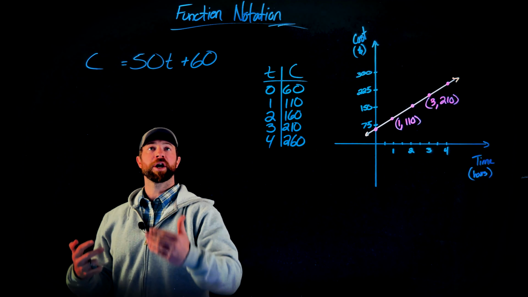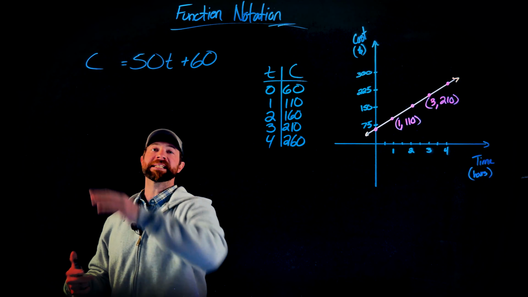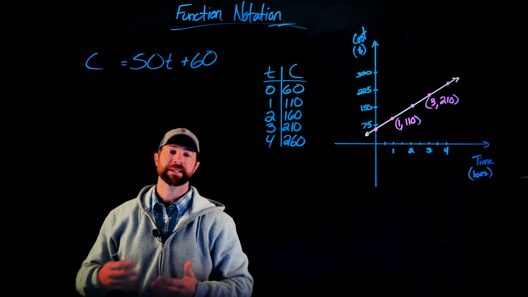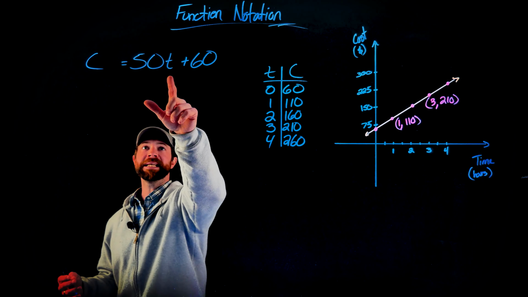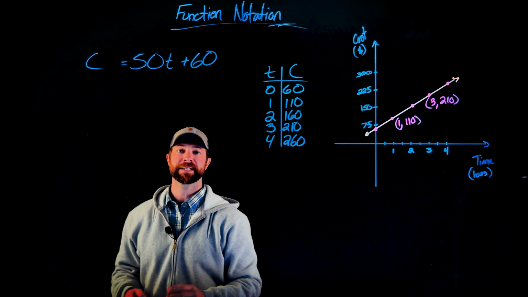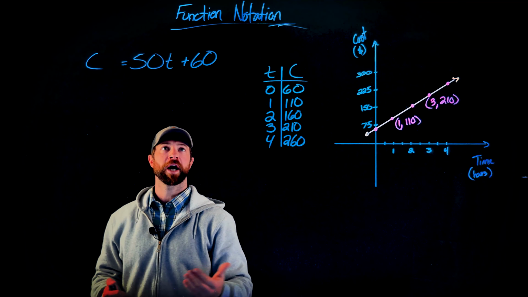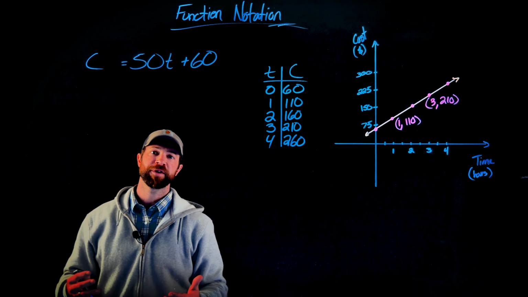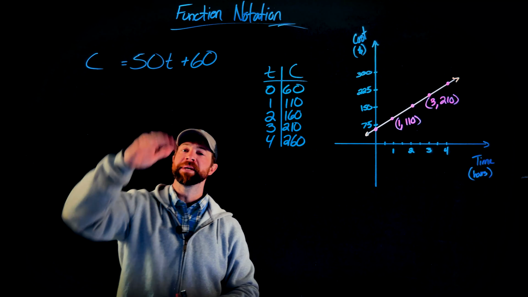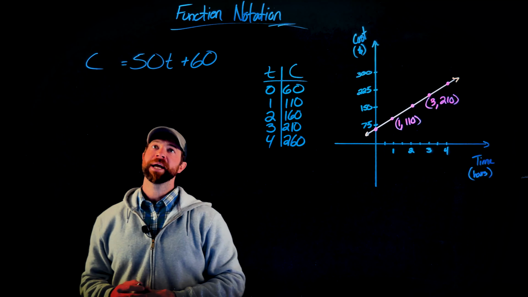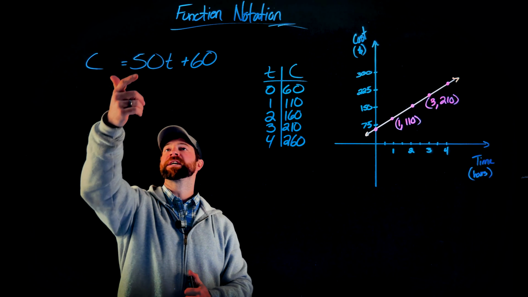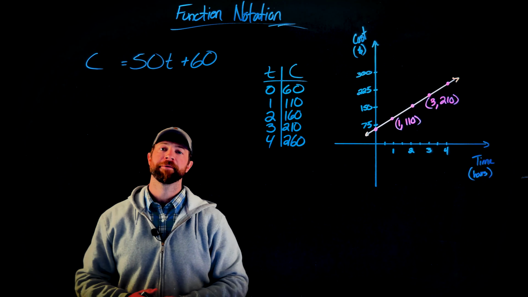I'm going to say the context for this is that c is the cost of a repair, let's say a plumbing repair, and t is the amount of time the repair takes. In this linear relationship, 60 would represent a fixed cost, or let's call this the service fee for the repair. The 50 would be the variable or the rate of change. In this case, that would be the cost is $50 per hour for a repair.